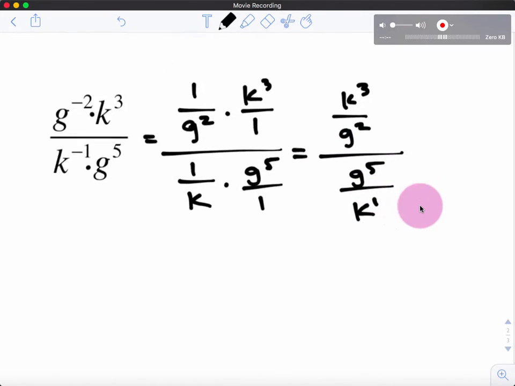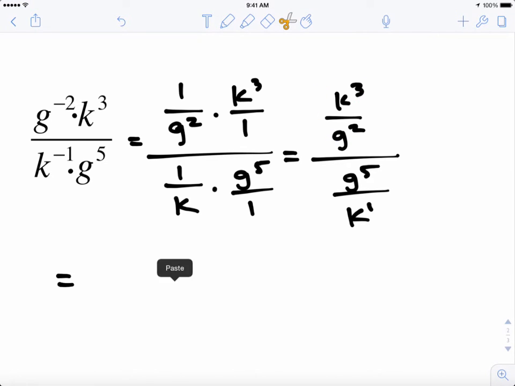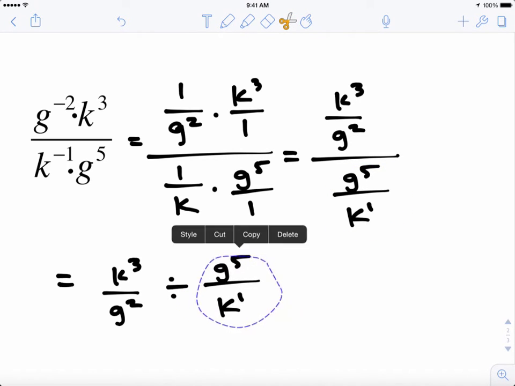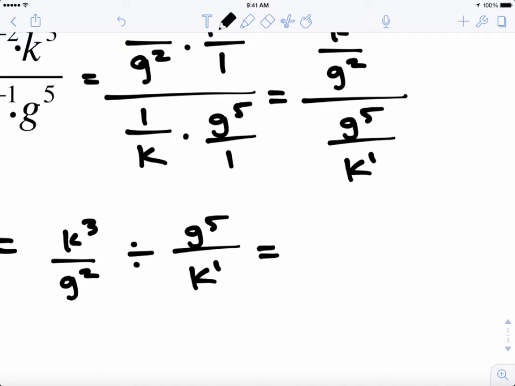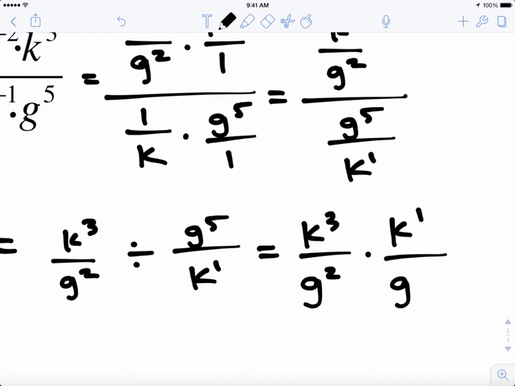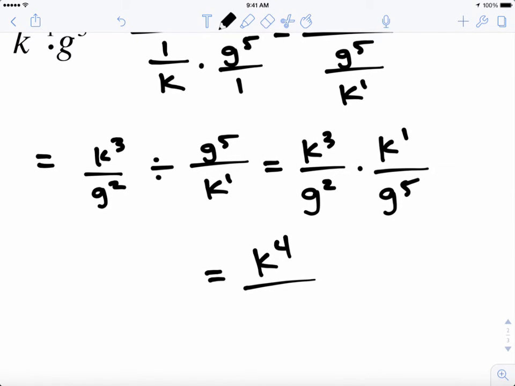I'm going to write in that extra step. So we've got our numerator, I'll even copy and paste it so that it's super clear. We've got our numerator here, and it's actually being divided by our denominator. And we definitely know how to do fraction multiplication, or excuse me, fraction division. So k to the third over g squared multiplied by k to the first over g to the fifth. I hope that this is absolutely no problem for us. We end up with k to the fourth power over g to the seventh power.